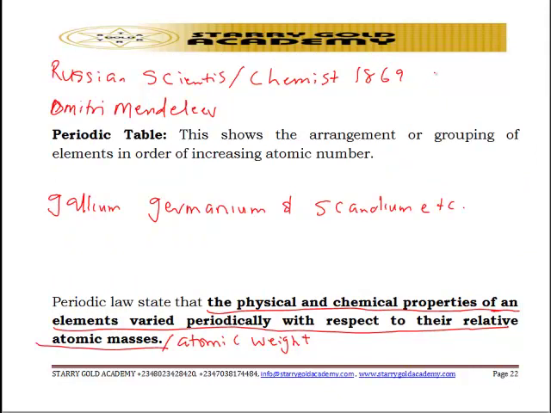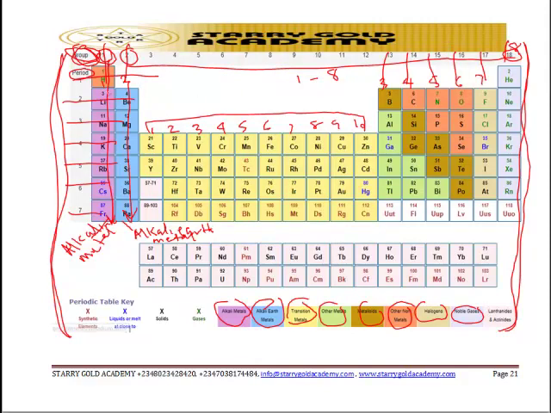Talking about group 1, let's take one element in group 1 as an example: lithium. The atomic number of lithium is 3. So therefore I have 1s2, 2s1. If you look at this configuration very well, the last electron falls on the s orbital. So group 1 elements are called the s block elements.